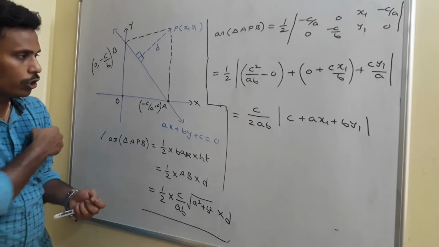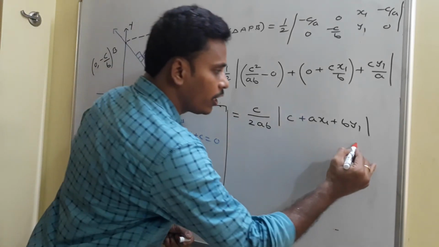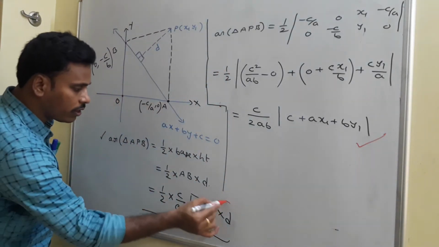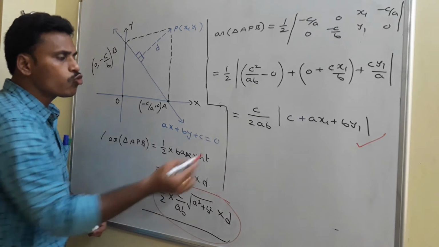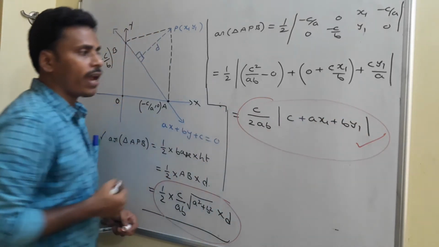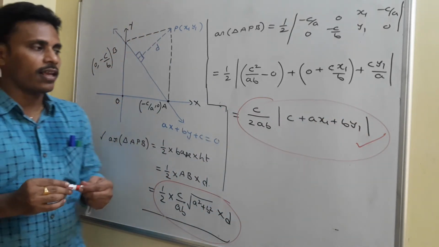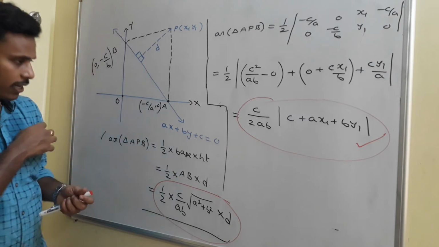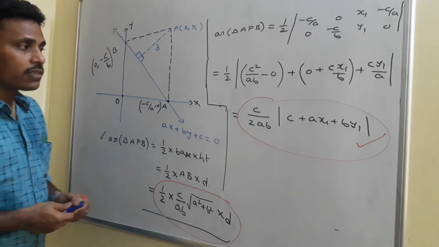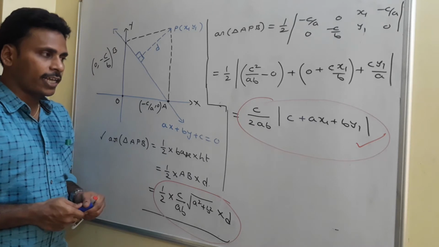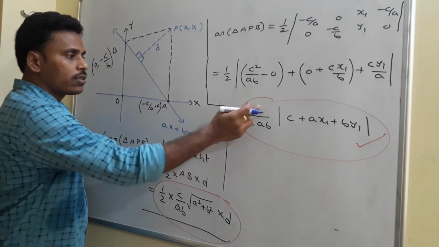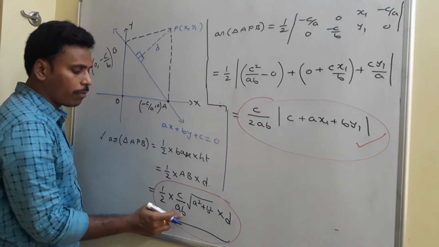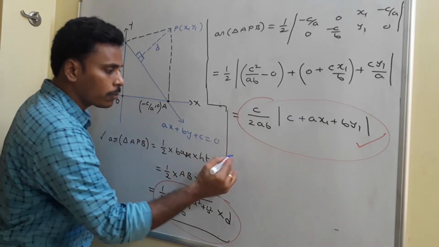Now what I have to do is equalize these two areas. This area along with this area. These two are same. Is it right? These two are 100% same because it is the area of the same triangle. Now if you equalize these two, c by 2ab is common for those two, so those two terms will get cancelled.